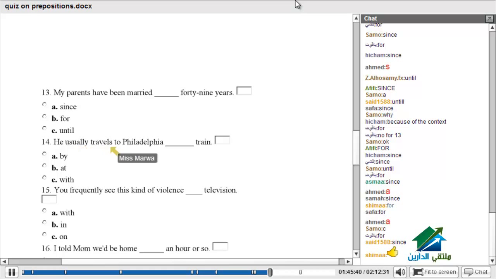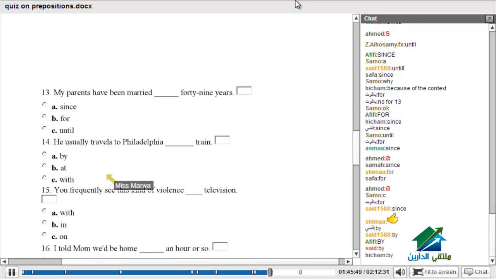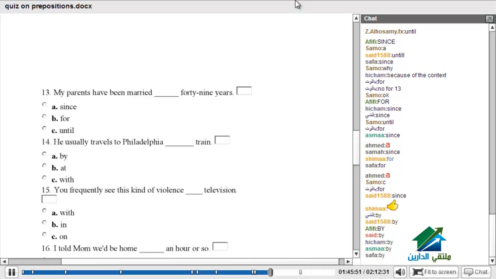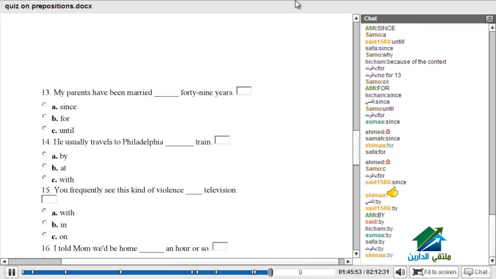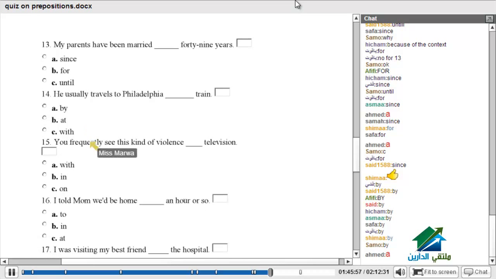Number 14. He usually travels to Philadelphia by train. In train, by train, a train, was train. By train. Number 14. By train. Excellent. We won't take time on it. It's very easy.